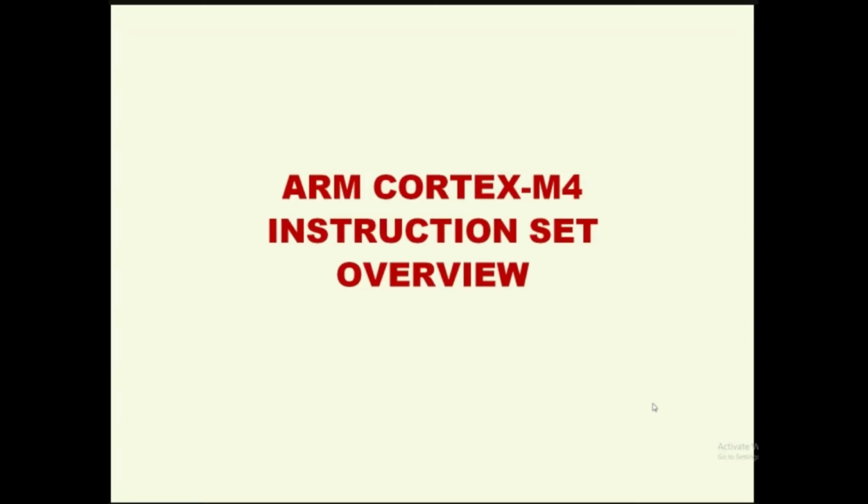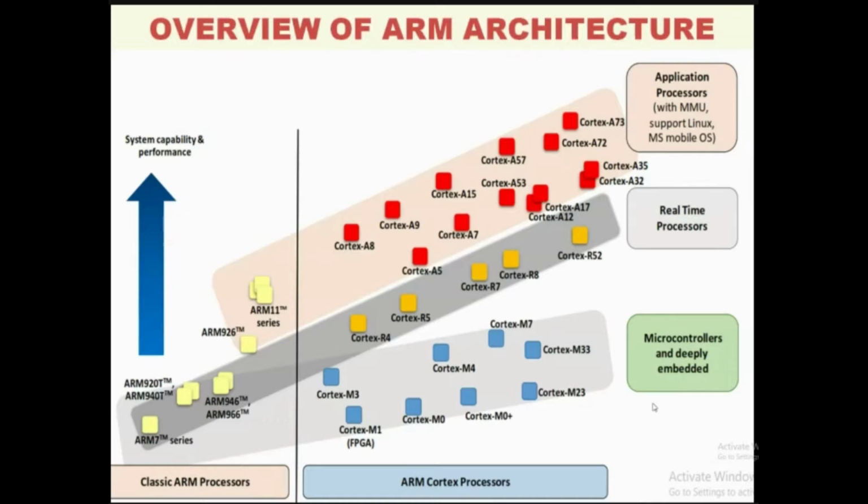Before going to the instruction set, it is mandatory for us to know the architecture part. So this is the overview of ARM architecture. If you look at the screen, look at the cursor. The ARM architecture starts from ARM 7, then ARM 9, then ARM 11, which are called classical ARM processors.